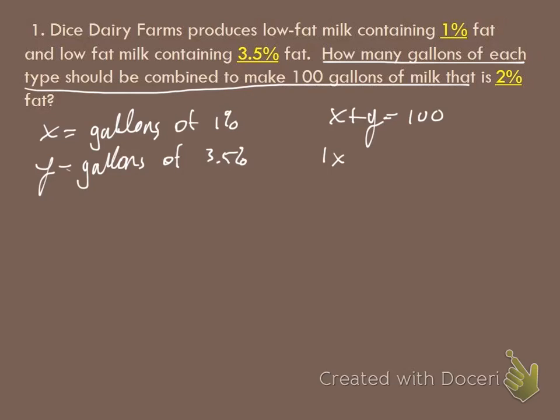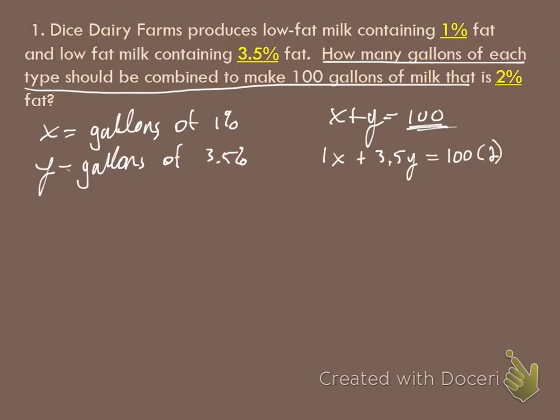Except for the 3.5% milk, which is already a decimal, even in its percentage form. But that's the same deal, right? I've got to take the amount I'm going to use of the 3.5% milk and multiply it by its fat percentage, so I know how much fat is in there. And I have to do it for the 100 gallons also, right? The 100 gallons has 2% fat in it, so I've got to multiply the 100 gallons times 2.